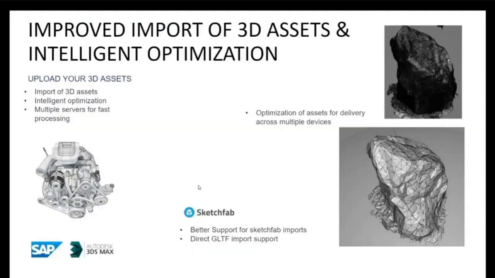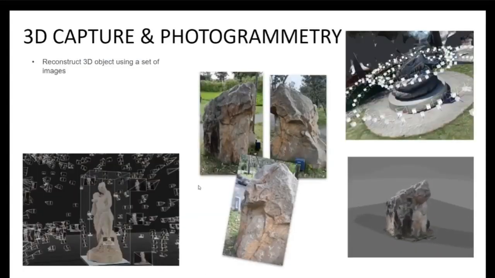So first we'll talk about the importing of 3D assets. So through the use of SAP and 3ds Max from Autodesk, using such tools to allow you to easily import all the 3D assets, right? Also optimizing the 3D assets so that we have better polygon reduction and better delivery towards the multiple devices. Better support for 3D assets from sites like Sketchfab, and ability to import and use GLTF objects straight into the platform.